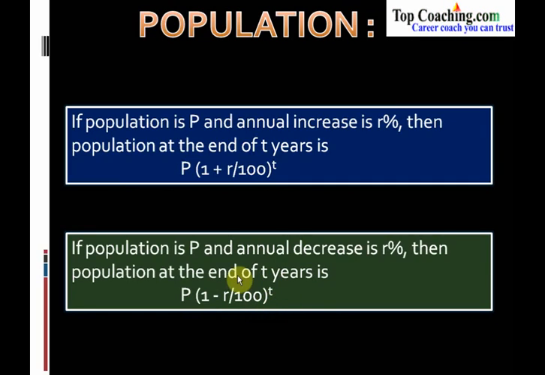On the other hand, if we say that there is an annual decrease of R% in the population of a town or a city, then the population at the end of T years is given by P into (1 - R/100)^T. Simply replace a positive sign by a negative sign because the population is decreasing. So this is how the population of a town is calculated, when we know the rate of increase or decrease, the initial population, and the time period for which it is being calculated. So this was the theory about simple and compound interest.